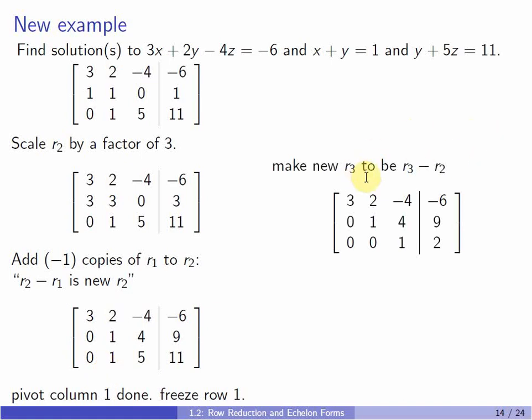Yeah, again, there's many ways to do it, but that's what I chose to do when preparing the slides. So the new row 3 is the old row 3 minus the old row 2. So 1 minus 1 is 0, 5 minus 4 is 1, 11 minus 9 is 2. Now take a look. That matrix is in echelon form because you've got a leading entry there, there, and there.